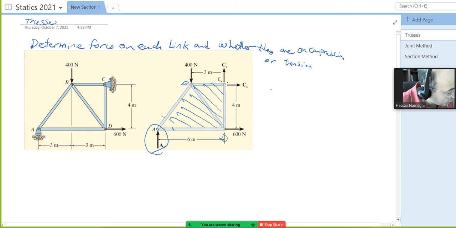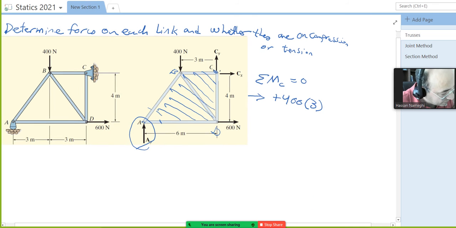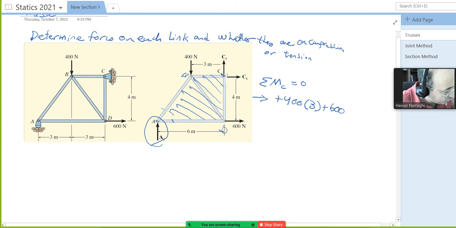So I'm going to do sum of moment about point C equal to 0. Then from here, I have the 400. About point C, the distance is 3, so 400 times 3, and that's going to go counterclockwise, so positive. We have the 600, that's going to go counterclockwise as well, plus 600. The distance for the 600 is 4.